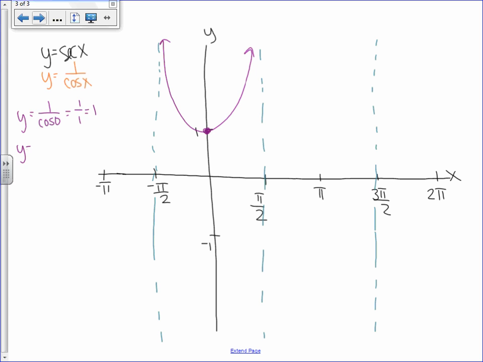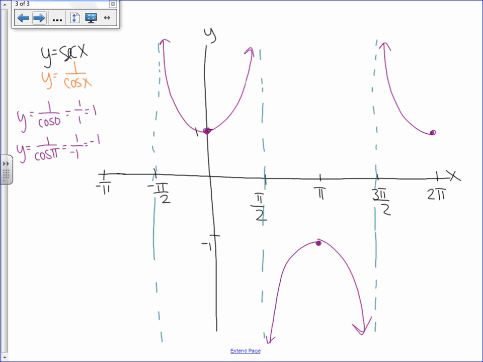If we look at pi, I've got y equals 1 over the cosine of pi. That's going to give me 1 over -1, which is -1. So at pi, I'm going to be here at -1. And since that's negative, I'm going down to negative infinity. 2 pi is the exact same thing as 0. So at 2 pi, I'm also going to be at +1. Okay, and then you need to be careful that you don't start shooting weird things. We got to have this side.